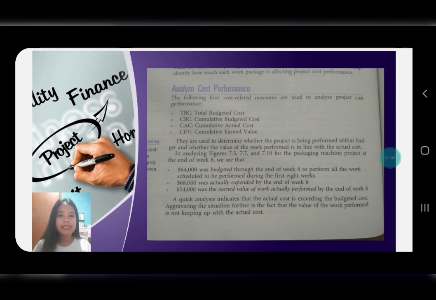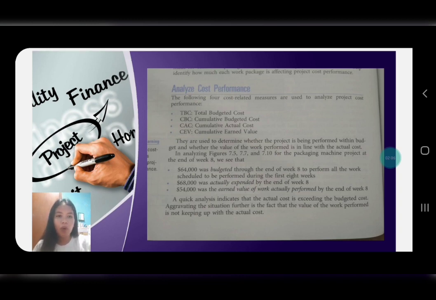And then there is this 54,000, which was the earned value of work actually performed by the end of week 8. So a quick analysis indicates that the actual cost is exceeding the budget cost. Aggravating the situation further is the fact that the value of the work performed is not keeping up with the actual cost. That was based on the example given here: 64 as the budgeted, 68 as the actual expenses to be exact, and 54 as the actually performed.